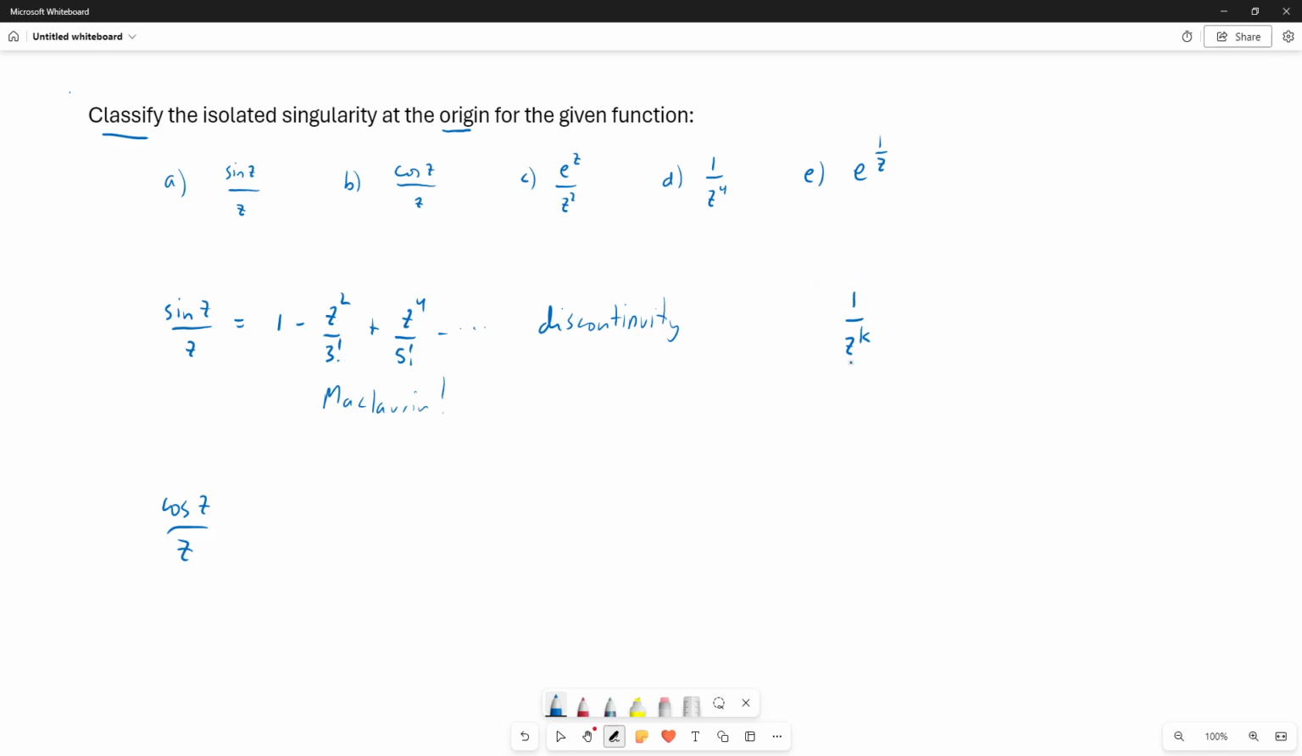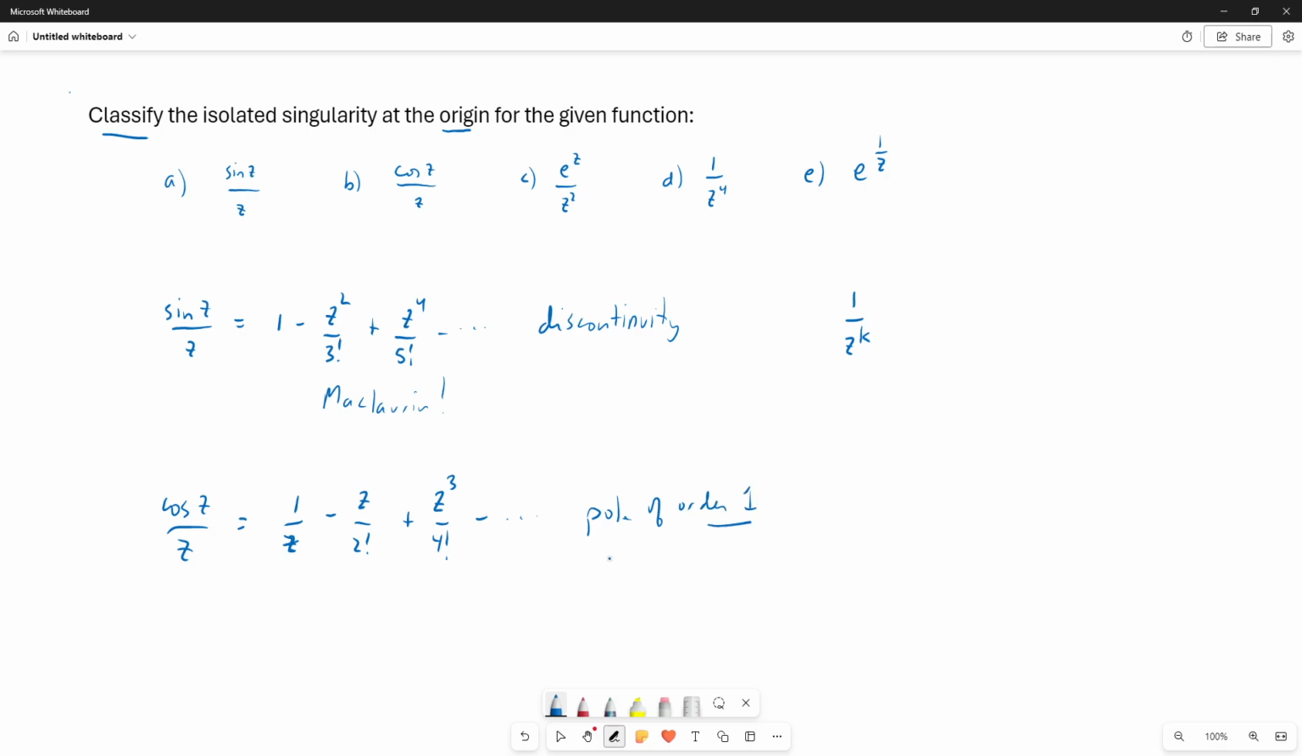of this form in the Laurent series, because this one is 1 over z minus z over 2 factorial plus z cubed over 4 factorial minus, etc. All of the other terms here have powers of z in the numerator. The only term that has a power of z in the denominator is 1 over z. And so the largest power of z that occurs in the denominator is 1. So we have a pole of order 1 at the origin.